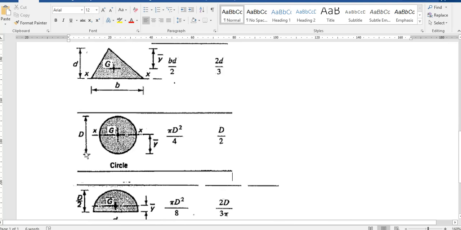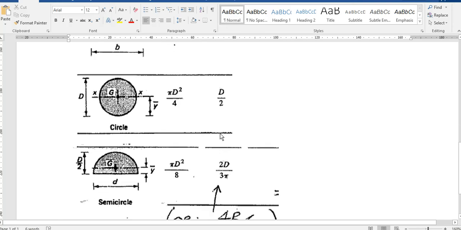Circle, big D is diameter. Because we said from our notes previously that the centroid is the geometric center of a cross section, the centroid will be exactly in the middle here, so it will be D over 2, which you also call the radius. Half of D is also the radius.